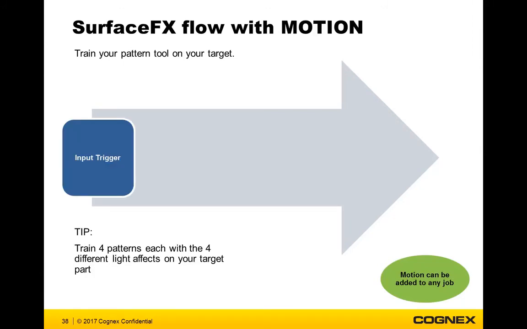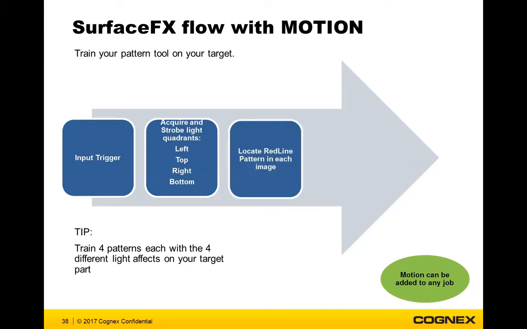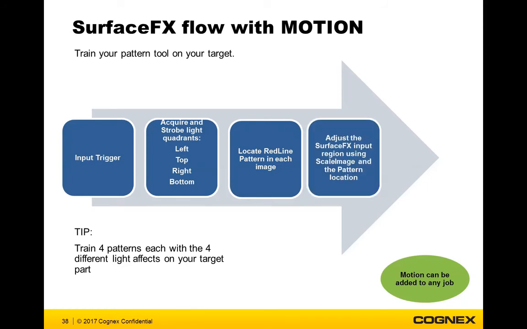Again, it all starts with an input trigger, something to say go. Assembly line, the part is in place. Go ahead and run your acquisition sequence, which is left, top, right, bottom, really, really quick. So it's going to do that. It's going to turn on the light, and it's going to acquire, and it's going to save those images. So once those images are saved, now you can run your pattern location tool, your Redline pattern location tool or PatMax pattern location tool on each image. And once you know where that is, what you can do is actually adjust that region that's going to pass into SurfaceFX. You can adjust that with scale image and fixture that with your pattern location so that SurfaceFX gets, basically it looks like the same image, like it doesn't look like there's any motion.